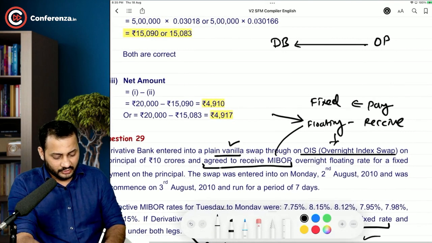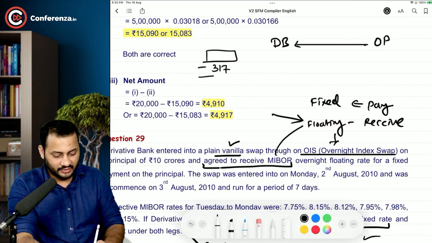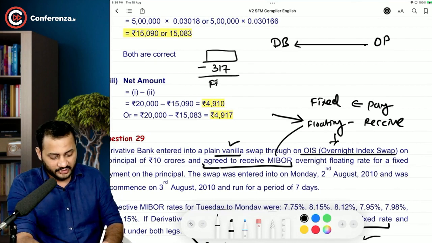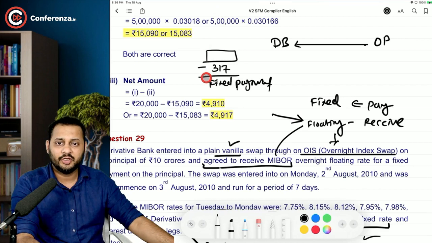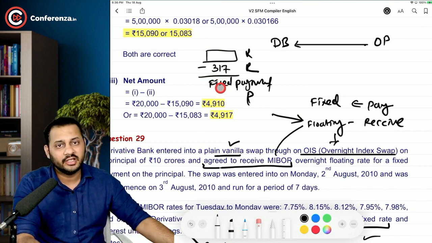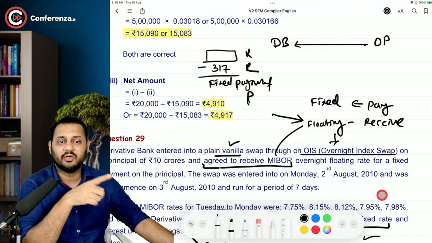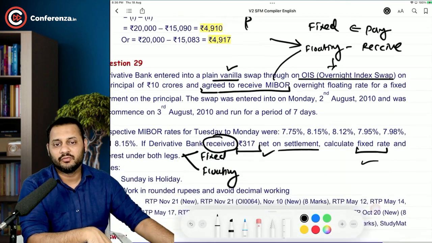But when you do the total of all the receipts, you will have to deduct the 317 net settlement out of that to calculate the fixed payment for 7 days. Because the question says that in net you have received 317. That means the floating amount is 317 rupees higher than the fixed amount that we paid. This is a receipt and this is also a receipt, so payment will be lesser, na? So we are calculating the fixed payment by deducting 317. Now we have the fixed payment. We will divide it by 10 crore for 7 days to find out the fixed rate. So this is how we are going to do the calculation.